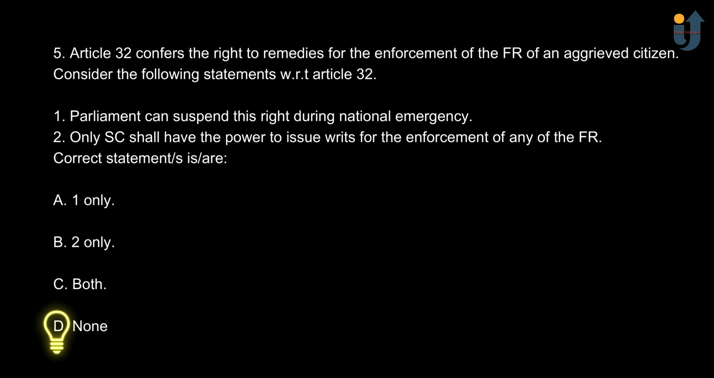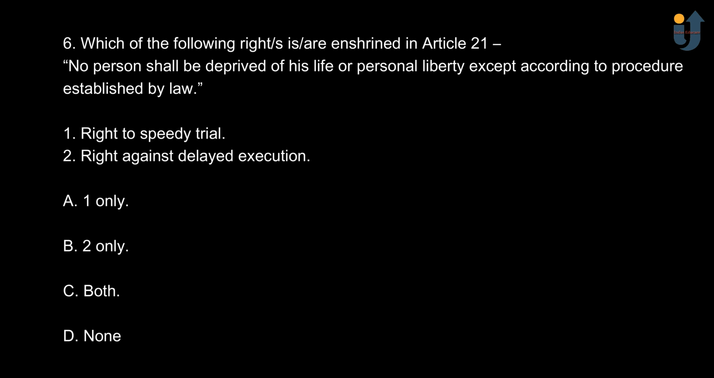Next, which of the following rights is or are enshrined in Article 21? No person shall be deprived of his life or personal liberty except according to the procedure established by law. First statement is right to speedy trial, and the second is right against delayed execution. The correct option is option C, both.